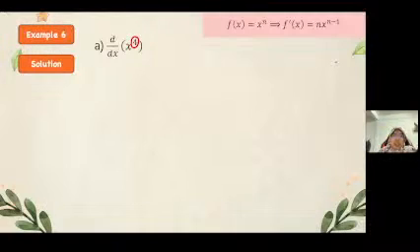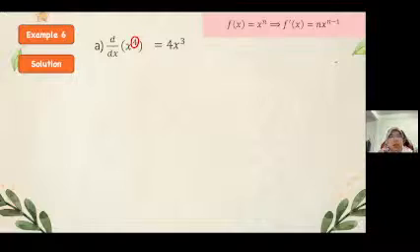Bring down the power. So we write down the 4 in front, and then we have to deduct 1 from the power. So it will become 4x to the power of 3. Bring down the power, minus 1 from the power, so it will become 4x cubed.